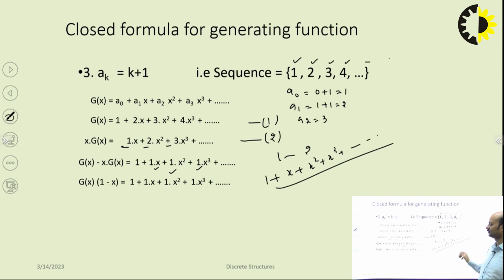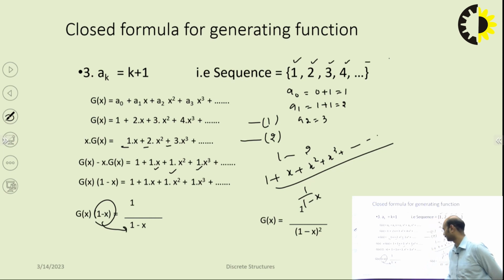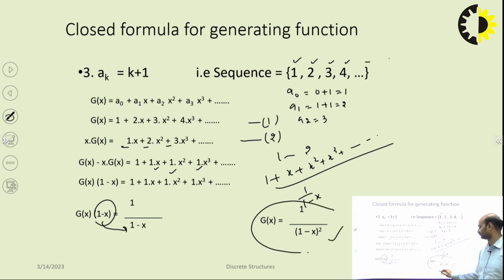We have also solved this in the previous slide: the sum of this series is 1 upon 1 minus x. So what is the value of g of x? This 1 minus x comes over here. So the solution is g of x is equal to 1 upon (1 minus x) whole square.